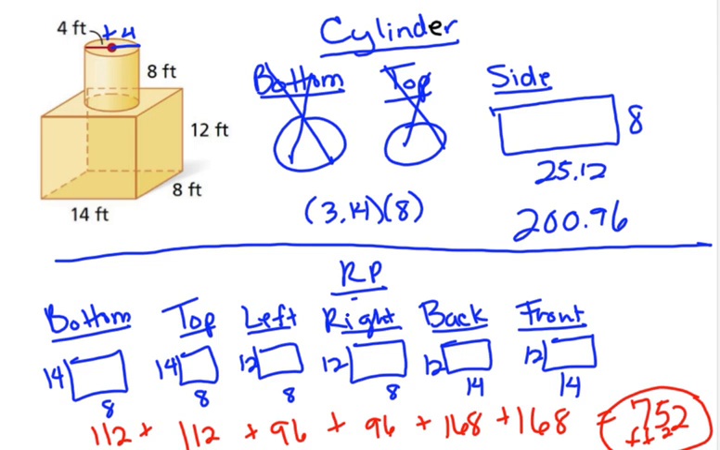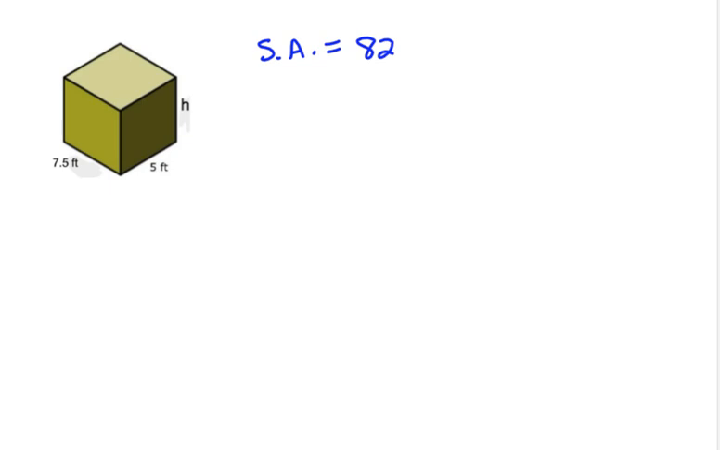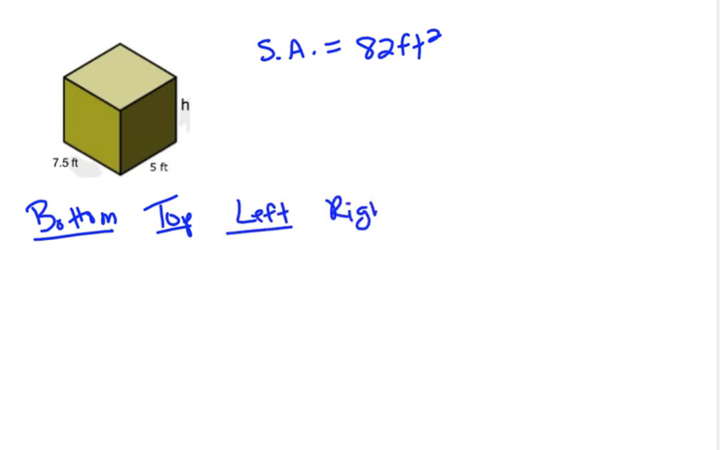All right, now we're going to go into finding the missing dimension, which is a little bit more difficult. So you have a rectangular prism, and you're given what the surface area of this is. So if we say the surface area of this figure is 82 square feet, you're trying to find the missing dimension. So you're going to do the same thing with bottom, top, left, right, back, front, and you're going to fill in what you know.